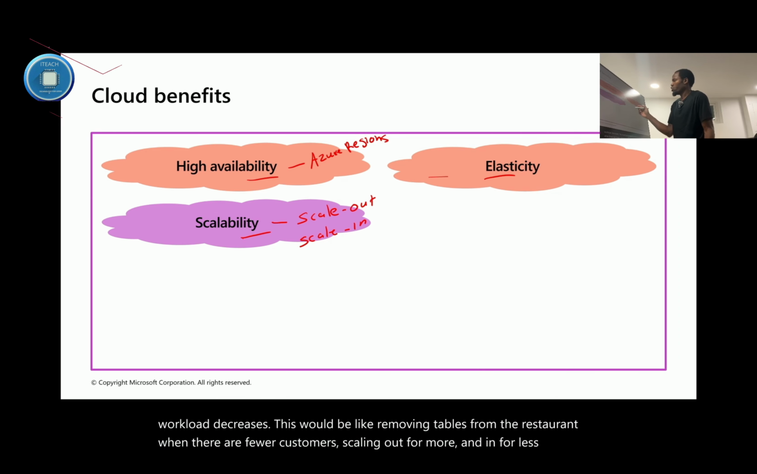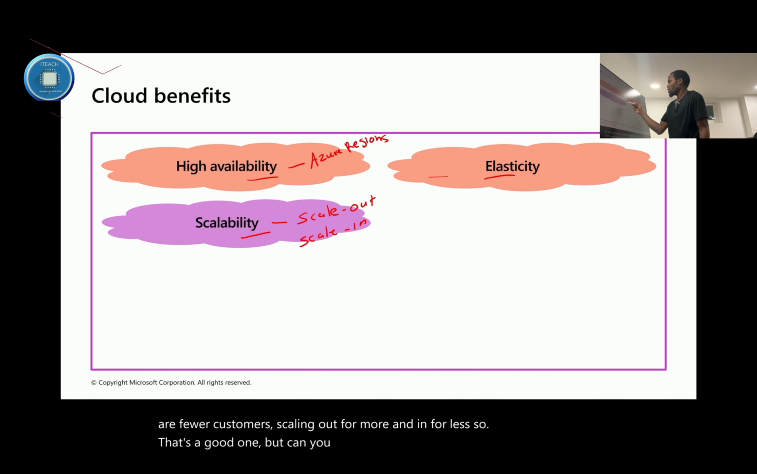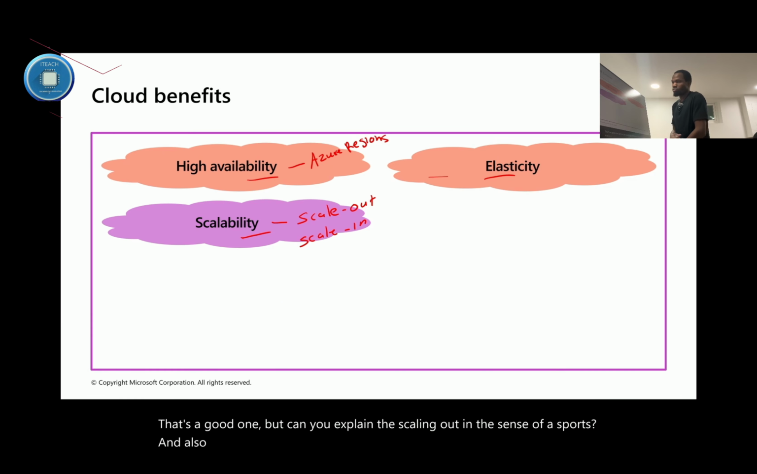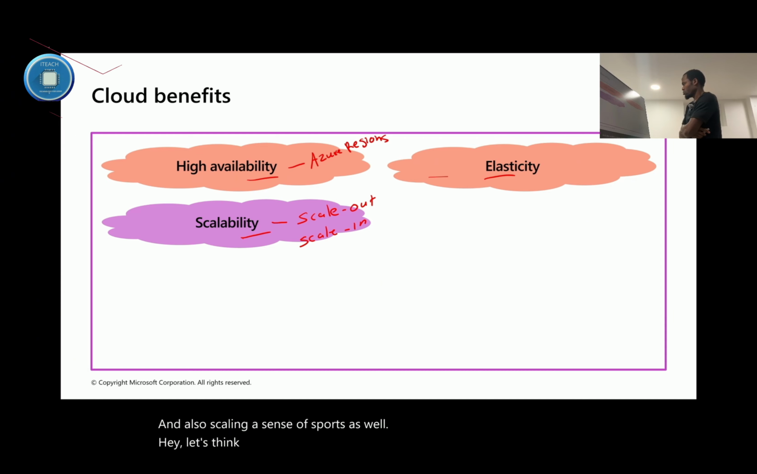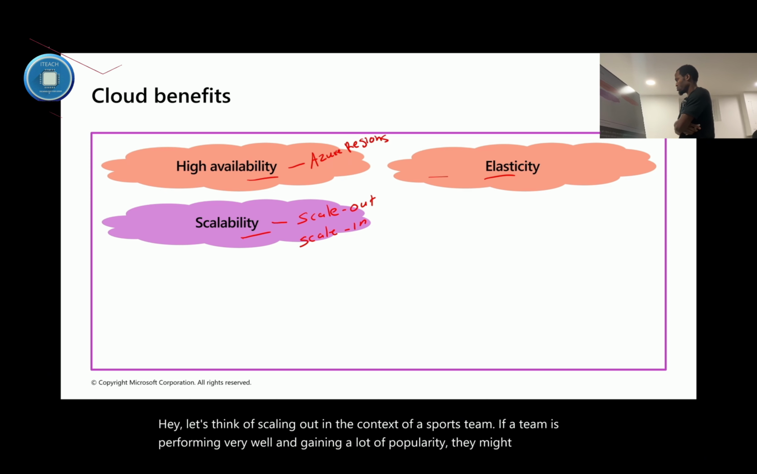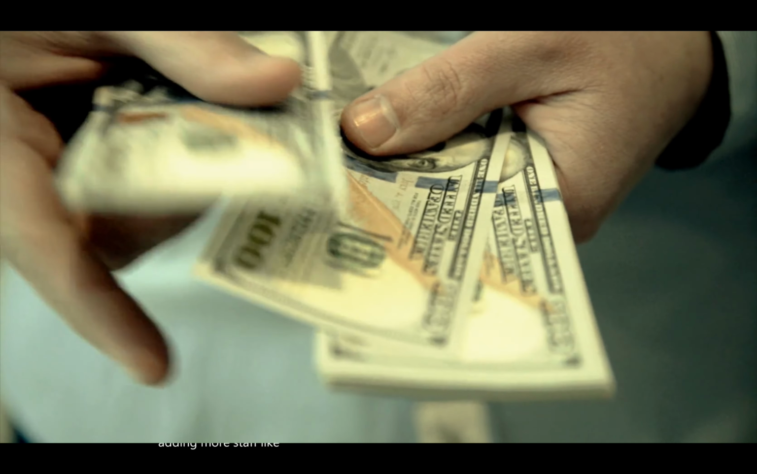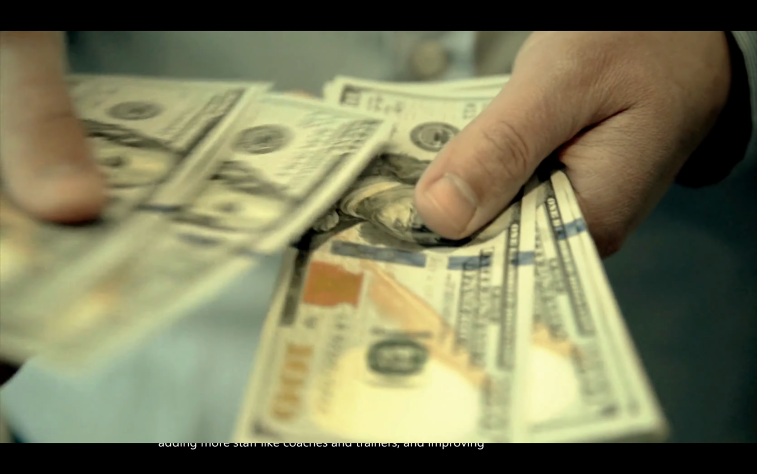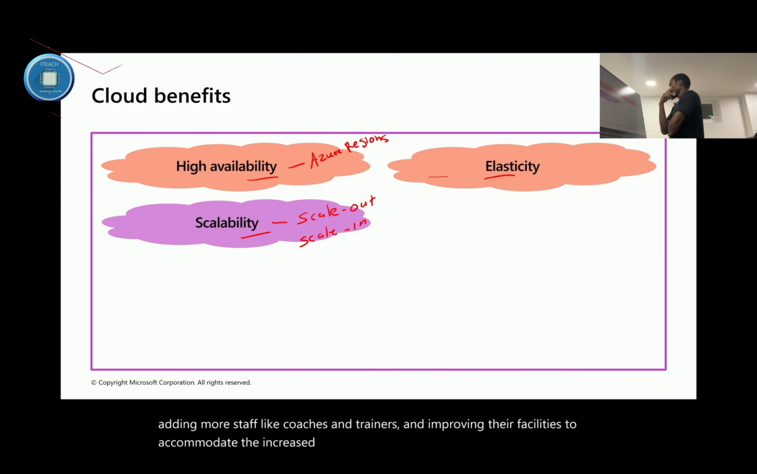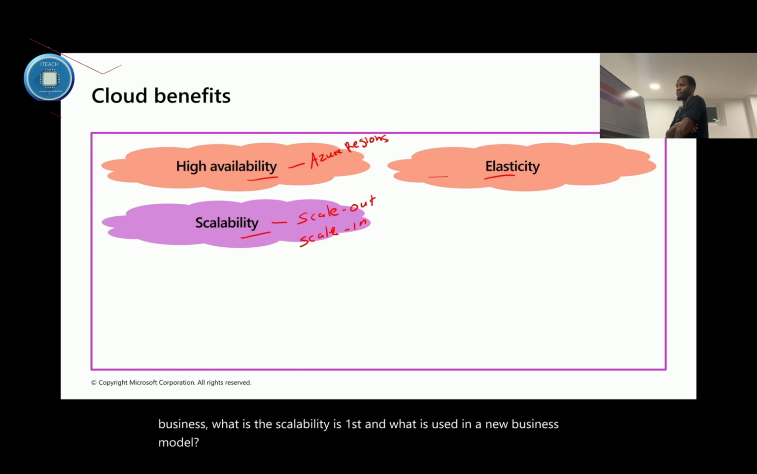That's a good one, but can you explain scaling out in the sense of sports and also scaling in the sense of sports as well? Let's think of scaling out in the context of a sports team. If a team is performing very well and gaining a lot of popularity, they might scale out by adding more staff, like coaches and trainers, and improving their facilities to accommodate the increased demand. When a team loses their popularity, they might scale in, reducing staff and resources to match the lower demand from fans.